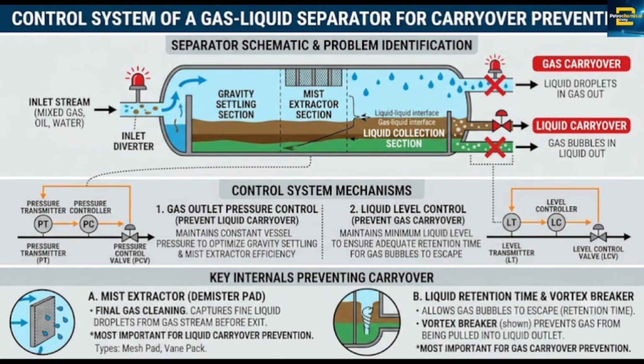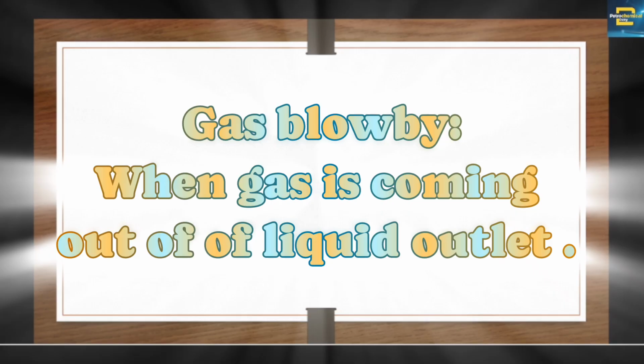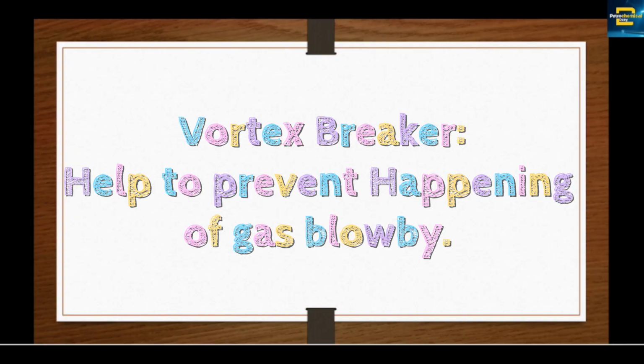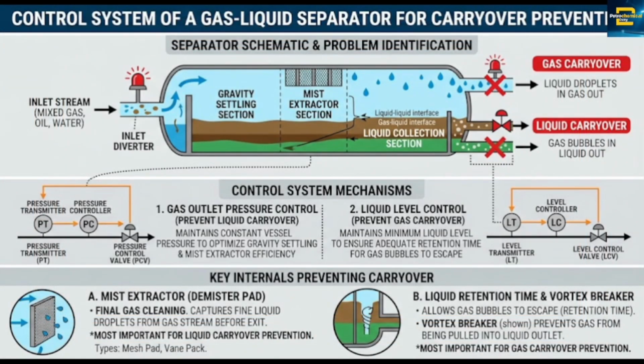Now when gas is coming out of liquid outlets, that is what we call gas blow by. When gas is coming out of liquid outlets, we call it gas blow by. And the vortex breaker helps to prevent this. So when the liquid is coming out of the gas outlets, or when the gas is coming out of the liquid outlets, it will cause a carryover, which we do not want in our oil industry.